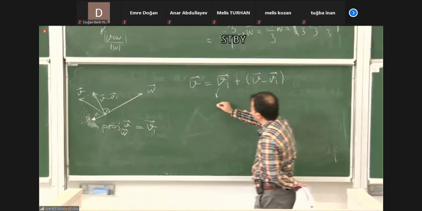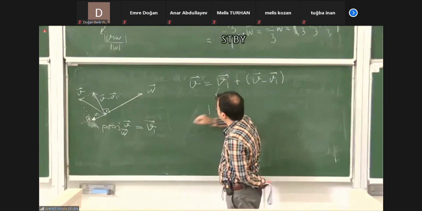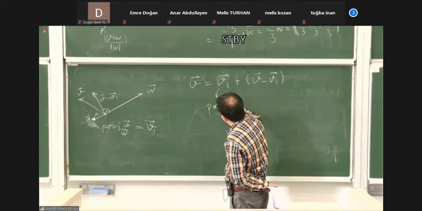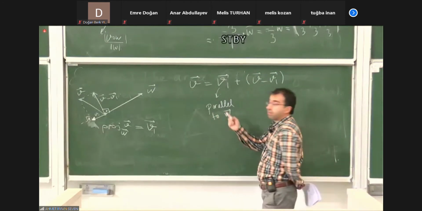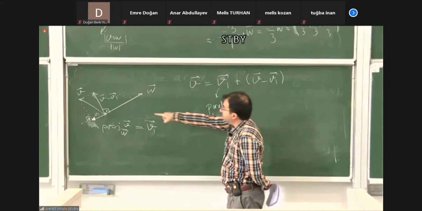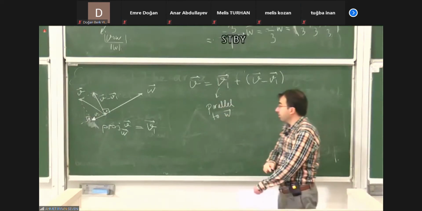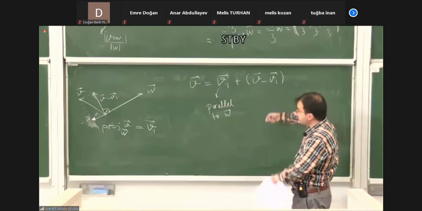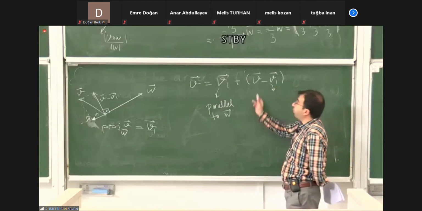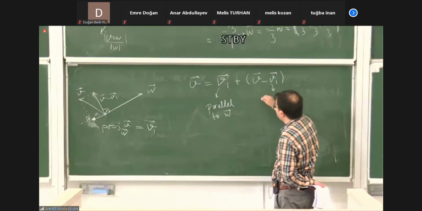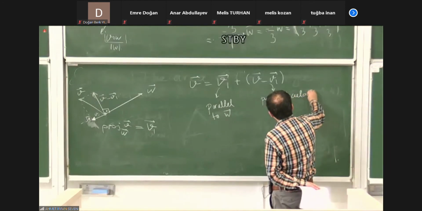So this V1 is parallel to W. So it is a multiple of W, right? Parallel means multiple of each other. Now this remaining part, V minus V1, is perpendicular to W, as you see from this picture.